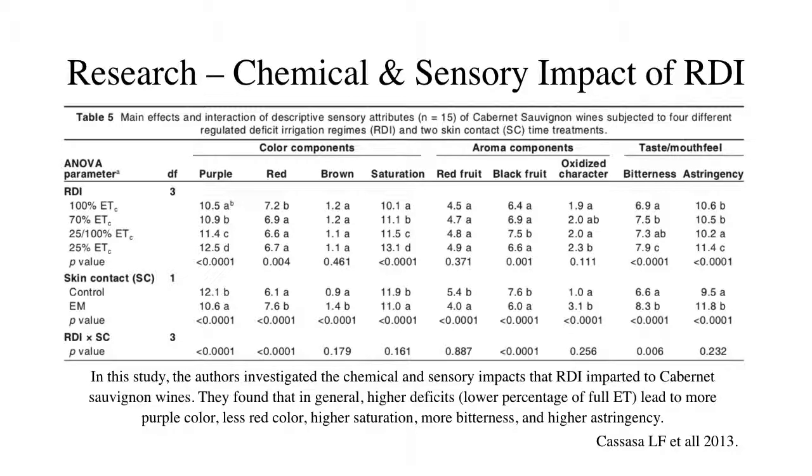Although bitterness and astringency aren't things that you always want to increase in a wine, it could benefit some wines, and therefore you have to tailor RDI to the wine style that you're going for.